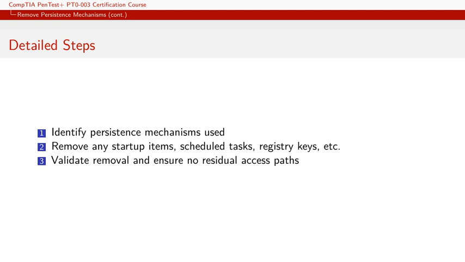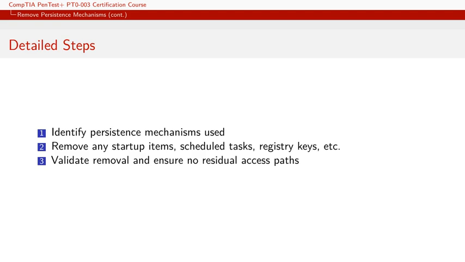Second, once these mechanisms are identified, we should proceed to remove them. This means eliminating any unauthorized startup items, scheduled tasks, and cleaning up related registry keys or scripts that facilitate persistent access. Finally, after removal, it's critical to validate and ensure that no residual or hidden access paths remain. This involves thorough verification to confirm that the system no longer contains any remnants that could allow re-entry or continued unauthorized access by the attacker.